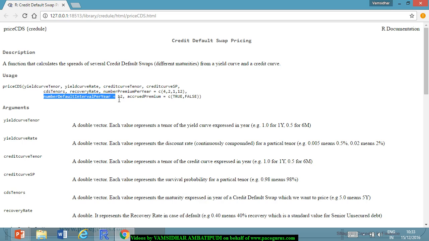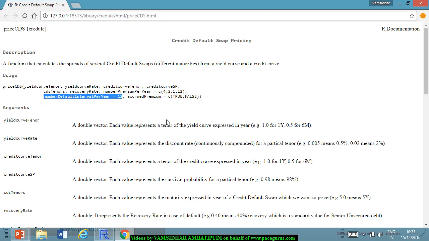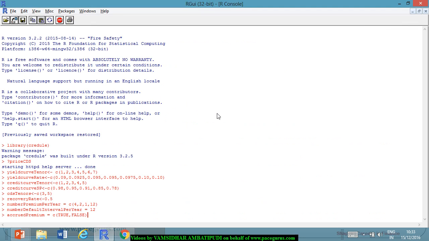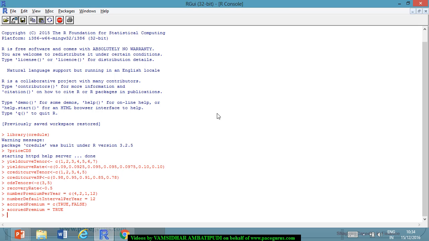Then the number of default intervals per year. Basically the default can occur at any of the periods. So per month, the defaults can occur anywhere on a monthly basis. That's what it means by per year. There could be 12 equally spread defaults. And should I consider the accrued premium also? That is what is coming out as true or false. It's better that I consider both of them, accrued premium as true and as false, so that both of them are computed. But let me take only true to start with, and then I'll change it to false as well.